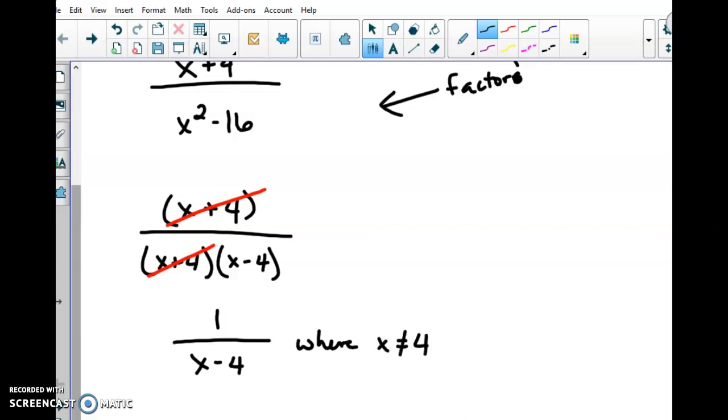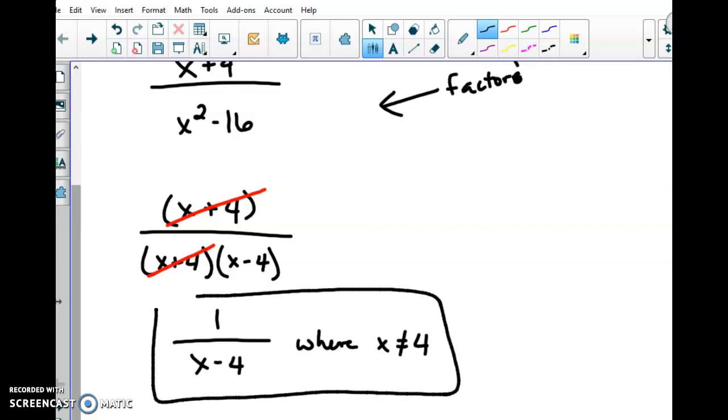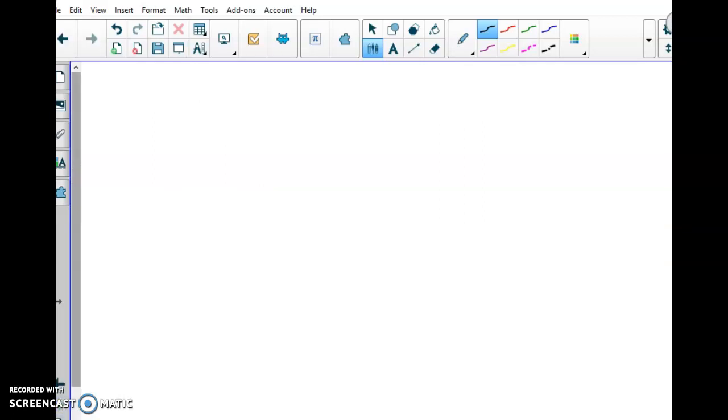The reason x can't equal 4 is because we can't have 0 in the denominator. So that is my simplification of a rational expression. Now, sometimes you'll be given a different type of rational expression that's not in factored form.